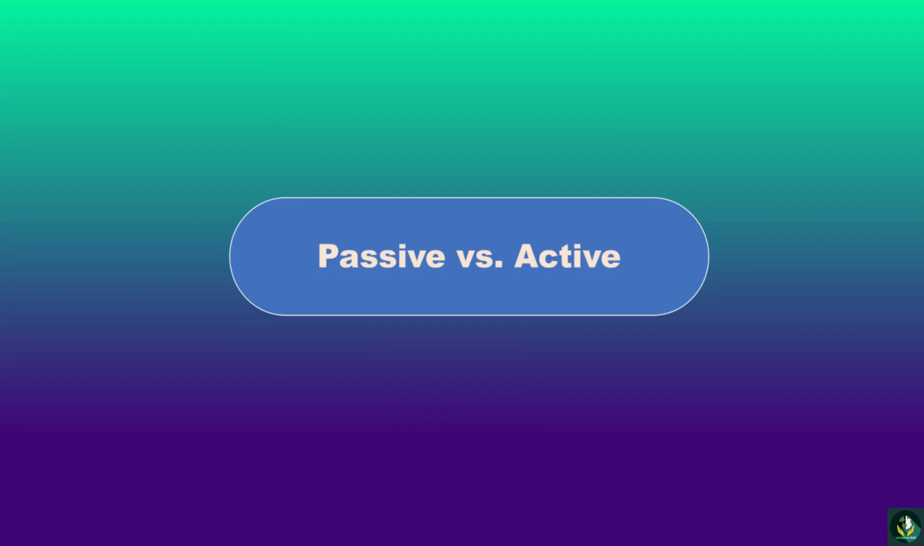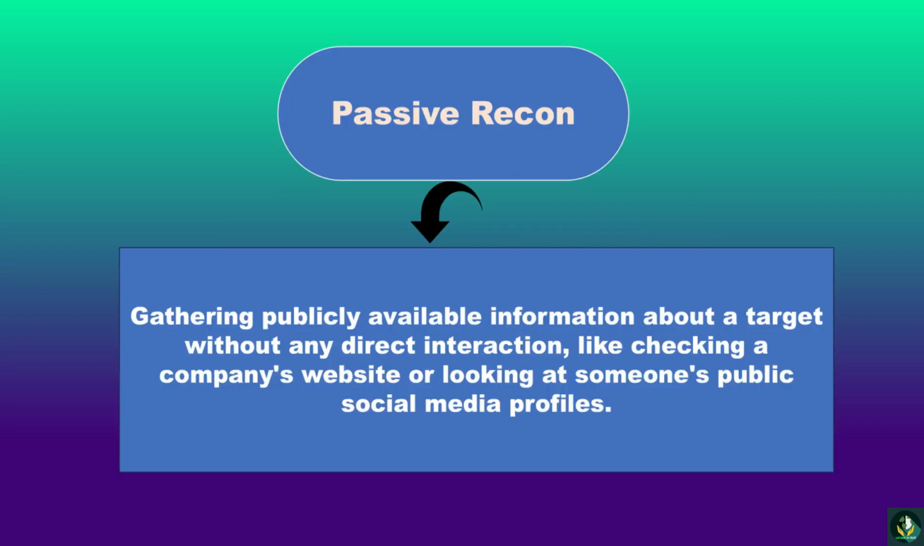In the last lecture, we explored what reconnaissance is and why it is so important. Now, let's dive into two main types of reconnaissance: passive recon and active recon. Imagine you are a spy observing from the shadows. No one knows you are there.